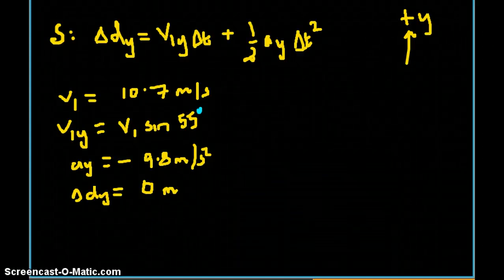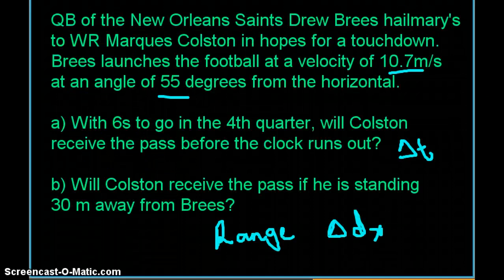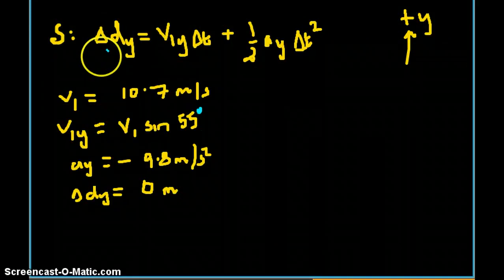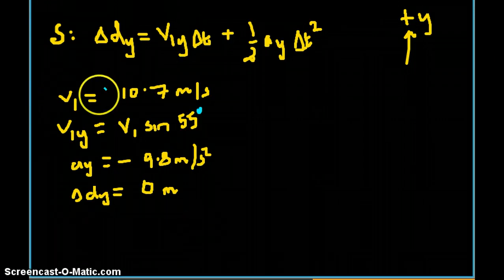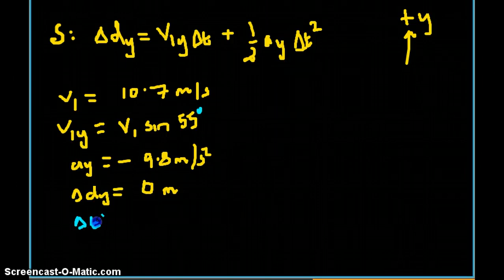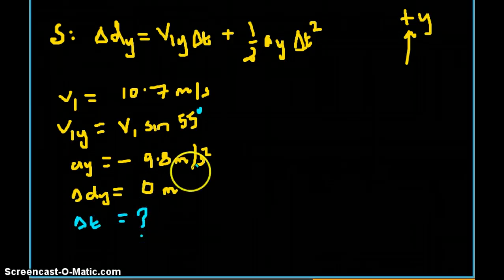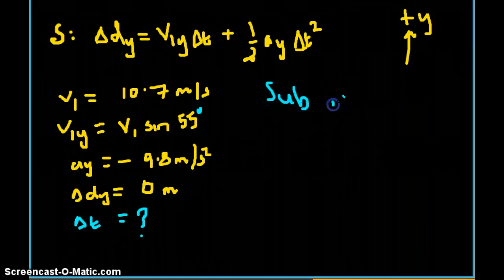Okay, so welcome back to part 2 of this projectile motion problem. You recall we're working on this football problem, and this is where we left off. We had our equation to find the time of flight of the football, and we have all our givens, so essentially our unknown is delta t. Since we have all this information, the easiest thing to do is substitute it in, remembering that we're solving for delta t.